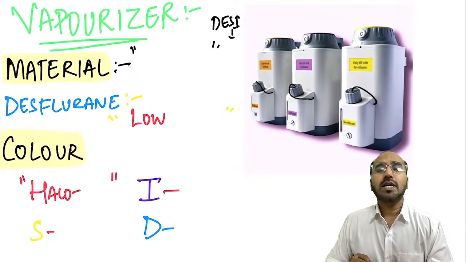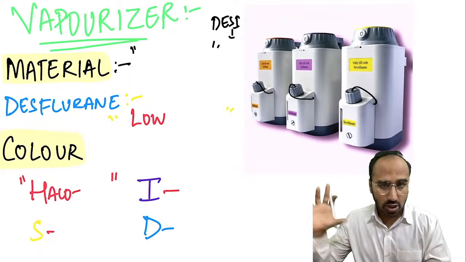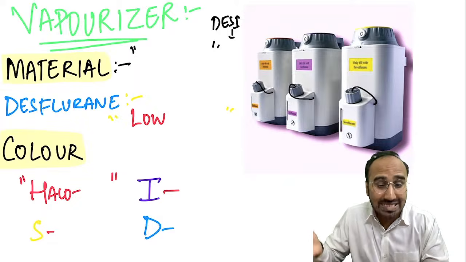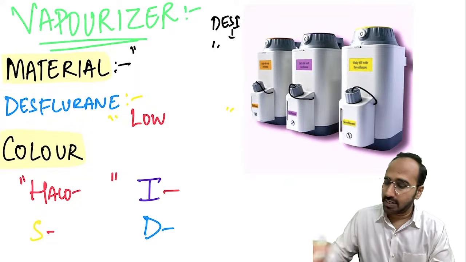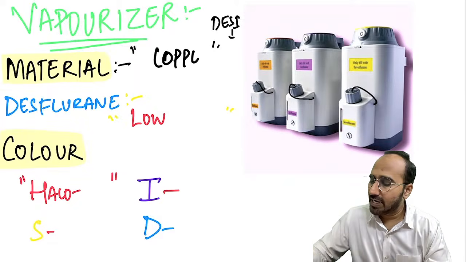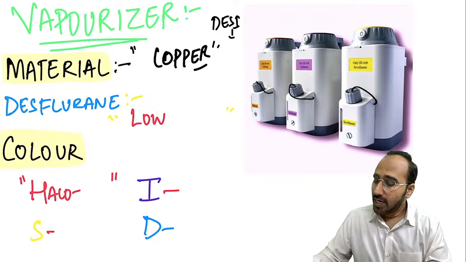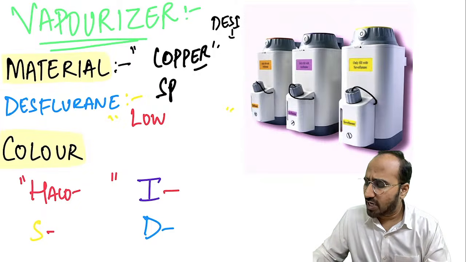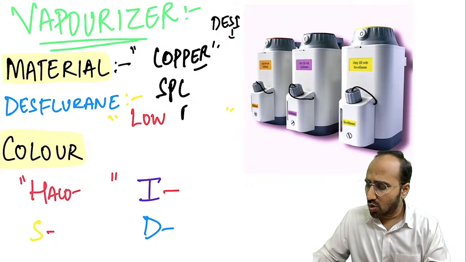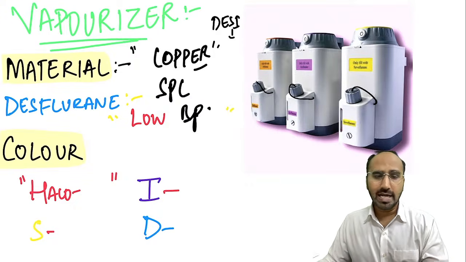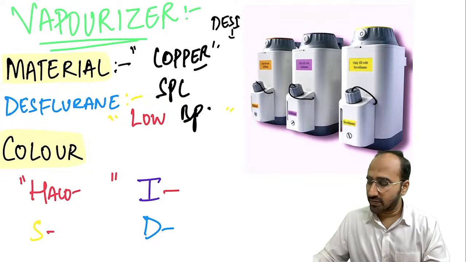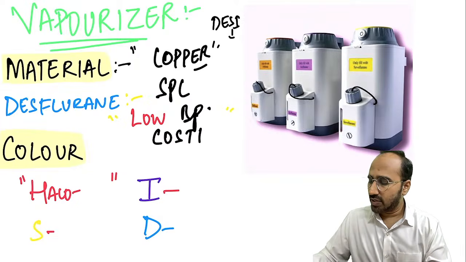Vaporizer. Guys, remember what is vaporizer in the machine? On the machine, you will find a vaporizer that stores liquid inhalational agent in it. What is the common material by which it is made? Vaporizer is made up of copper. Desflurane requires a special vaporizer because it's having a low boiling point. Desflurane has a low boiling point. That's why it is a costly, very costly vaporizer.